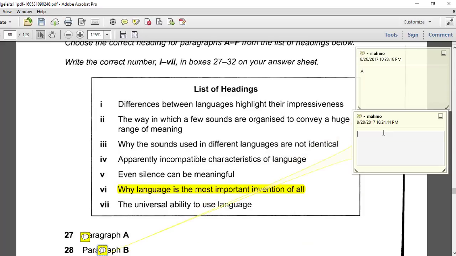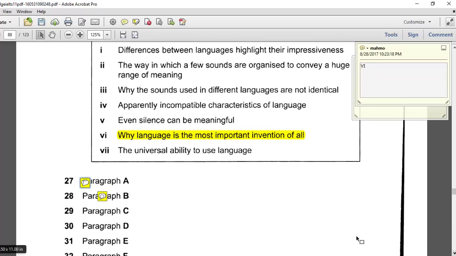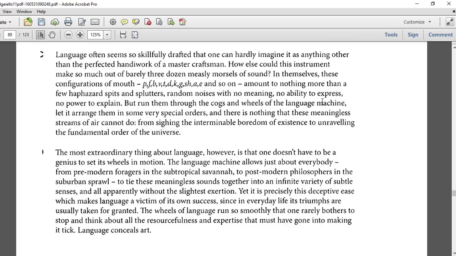Four. Why did I write in the last question A? It was not A. It was 6. I'm sorry, it was a stupid mistake. Number C, paragraph C. Get back to number C. Paragraph C. This is it.